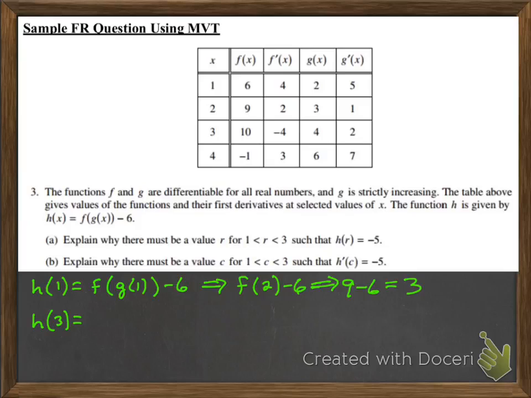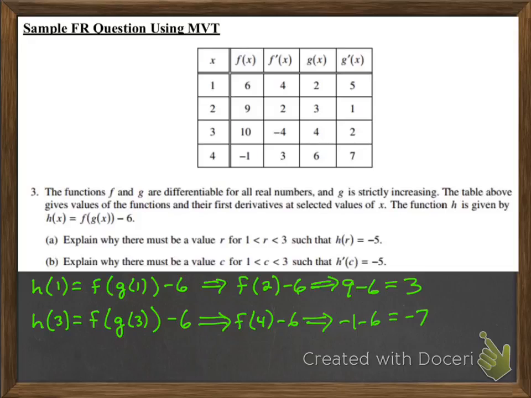Which is equal to 3. All right, so h of 1 is equal to 3. Now we need to find h of 3, which would equal f of g of 3 minus 6, and g of 3 is 4. So this becomes f of 4 minus 6, and f of 4 is -1, so this becomes -1 minus 6, which is -7.